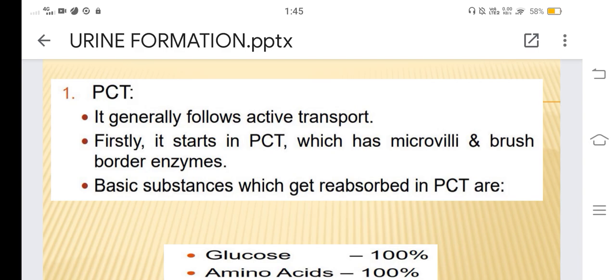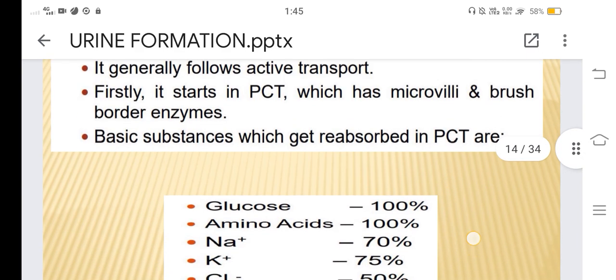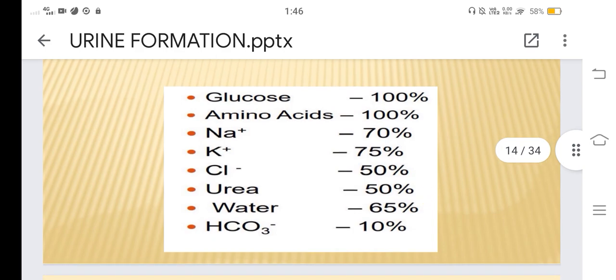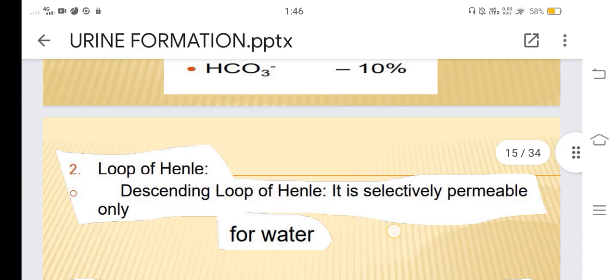It generally follows active transport. It starts in the PCT, which has microvilli and brush border enzymes. The substances reabsorbed in the PCT are glucose about 100%, amino acids 100%, Na+ 70%, K+ 75%, Cl- 50%, urea 50%, water 65%, HCO3- about 10%.